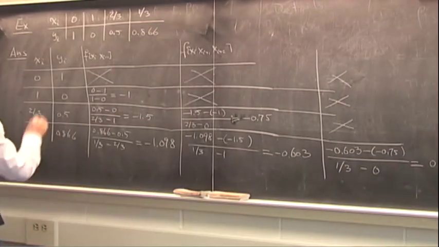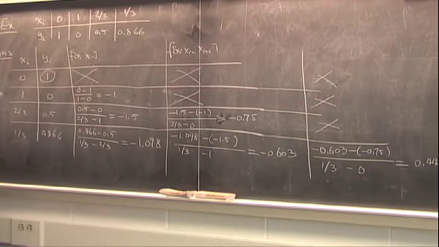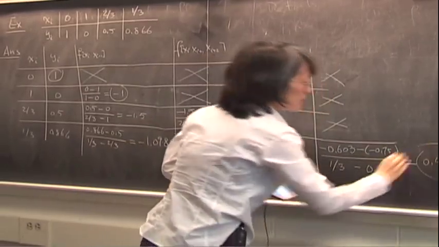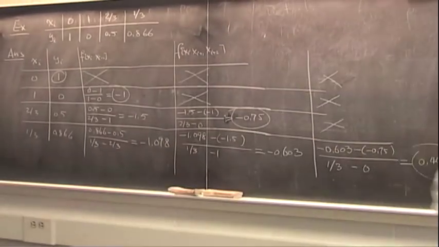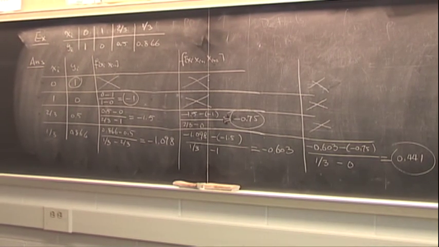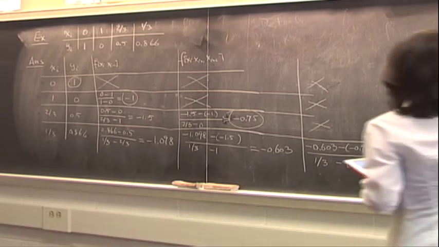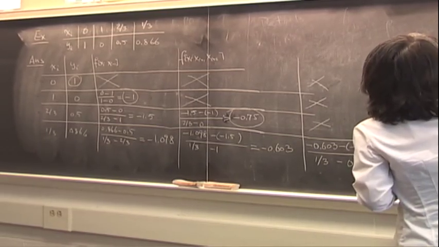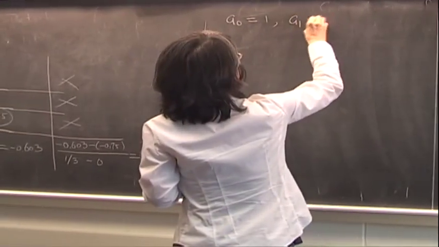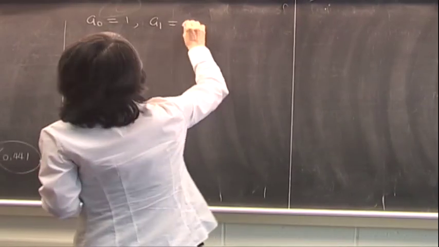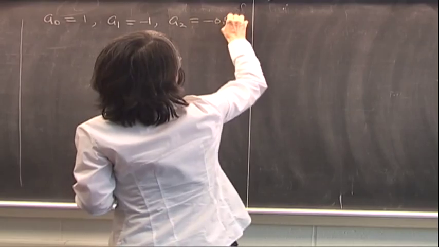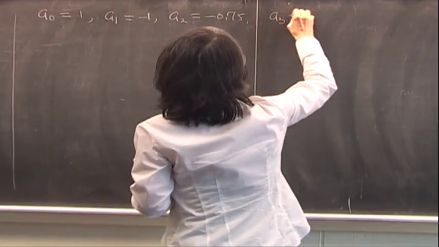Okay. Stop there. And now, what are the important numbers? Let's circle them. That's important. The diagonals. That's important. That's important. And that's important. Is that right? So let's take them and form this polynomial. Okay, so you have to show me you know. So A0 will be 1. A1 will be -1. A2 -0.75, and A3 is 0.441.